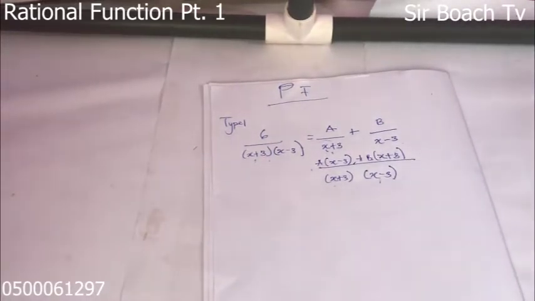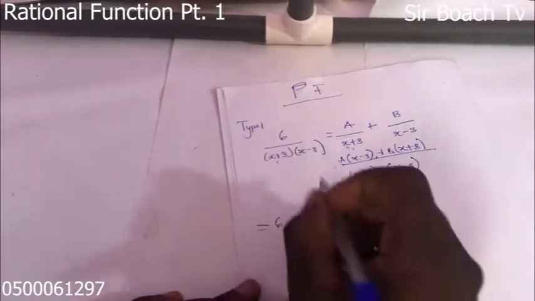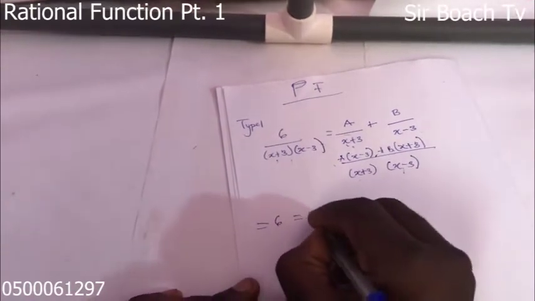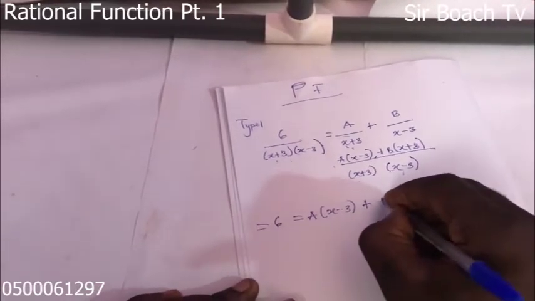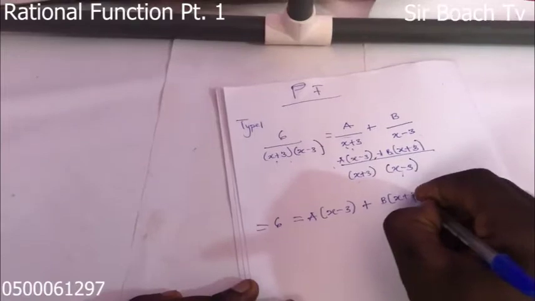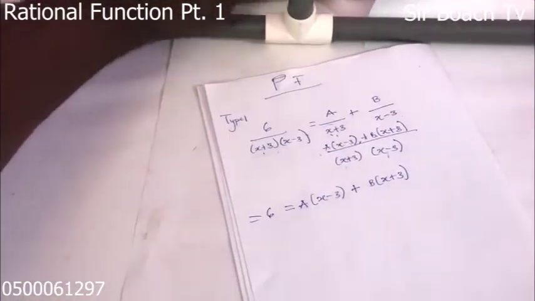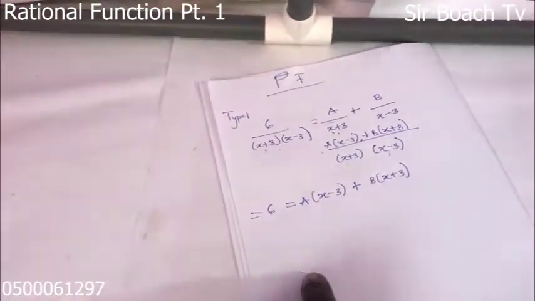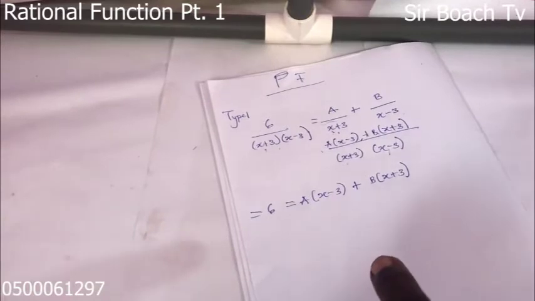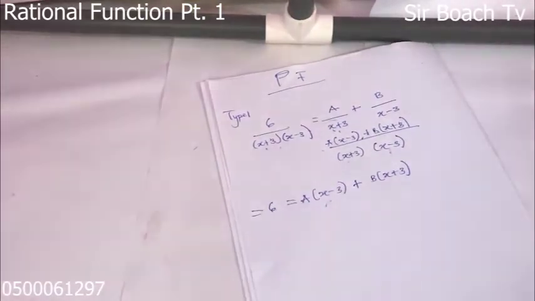Just simple like that. Okay, so now we are going to get 6, that's the numerator over here, being equal to a bracket x minus 3 plus b bracket x plus 3. You are going to get this. So now from here, we are finding the value of x. So we will equate this one to 0 and equate that one to 0.